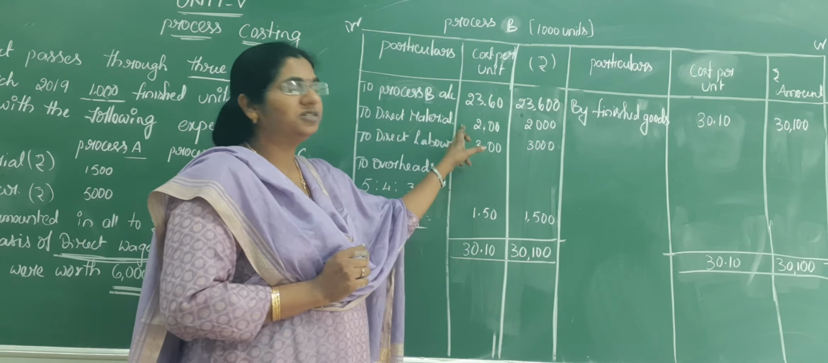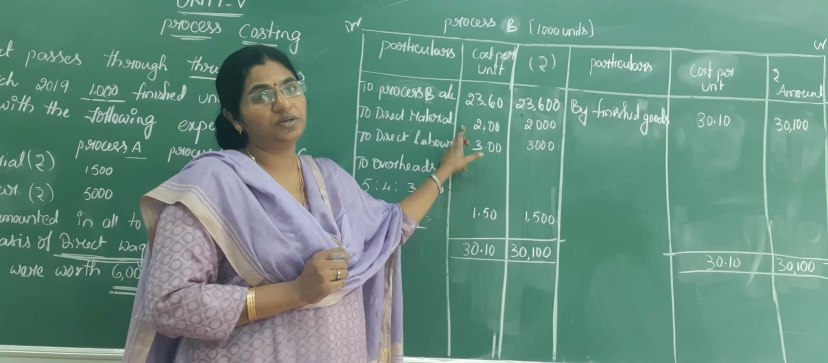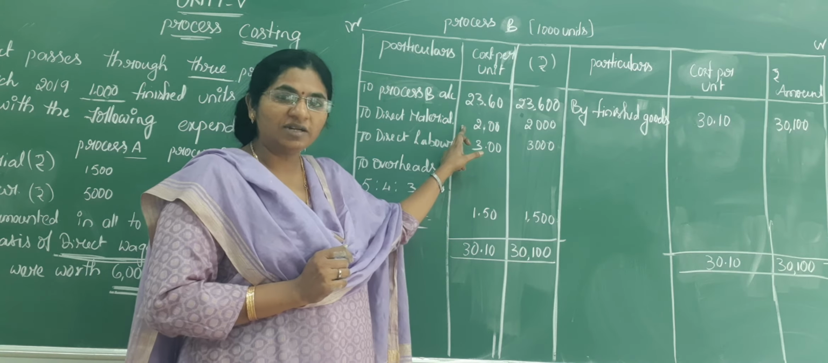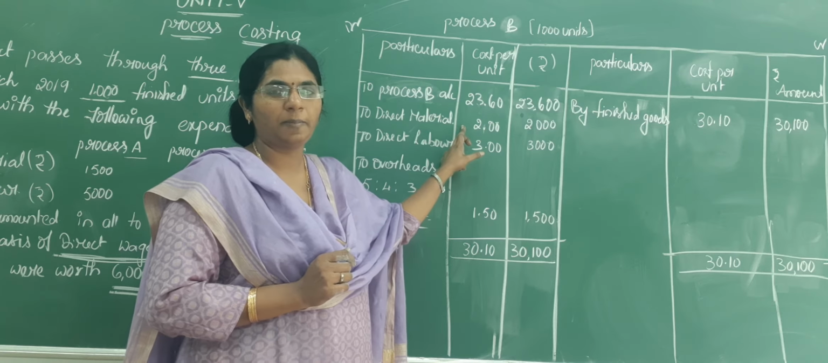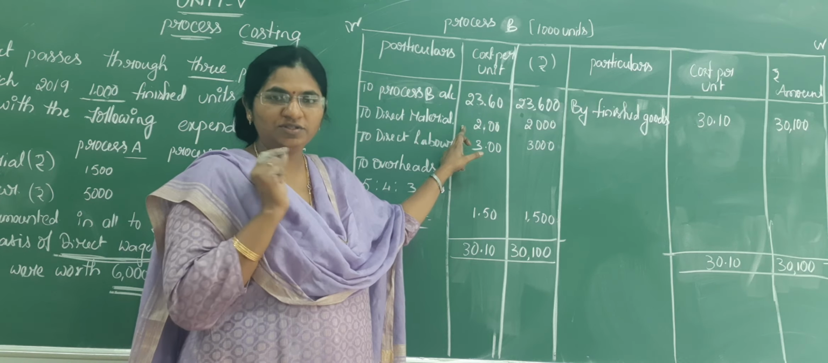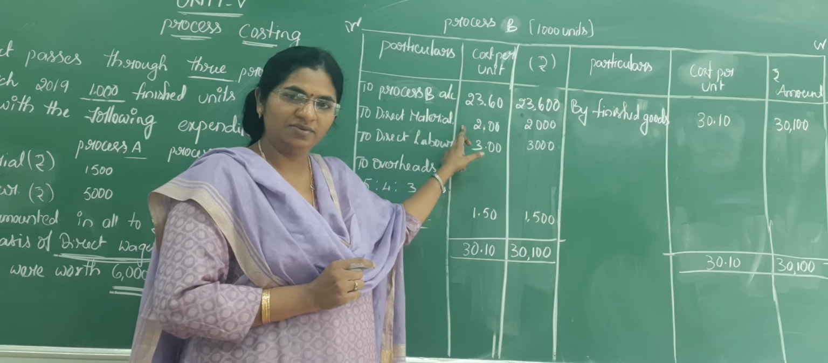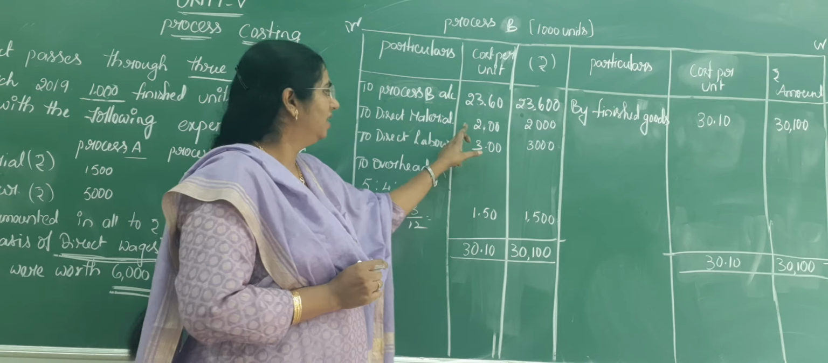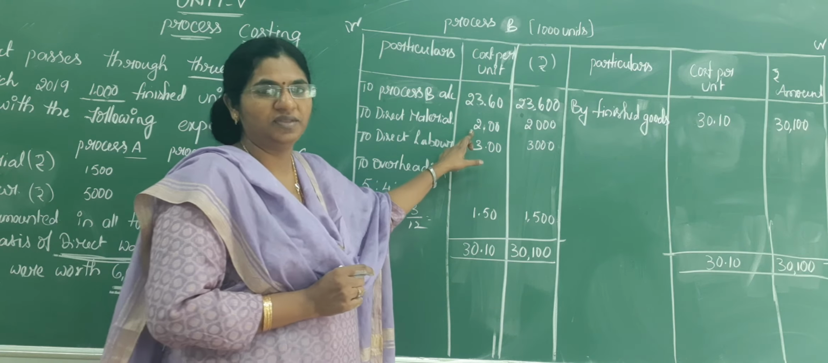So what is the direct material cost per unit? 2 rupees. How did we get 2 rupees? Total material cost is 2000. We have produced 1000 units. So 2000 divided by 1000, it is 2 rupees.